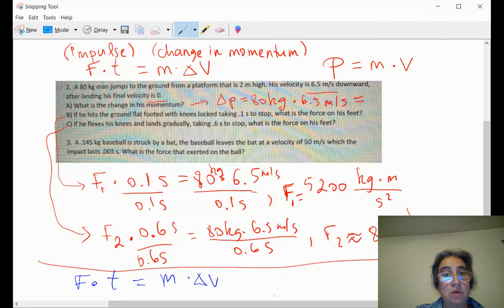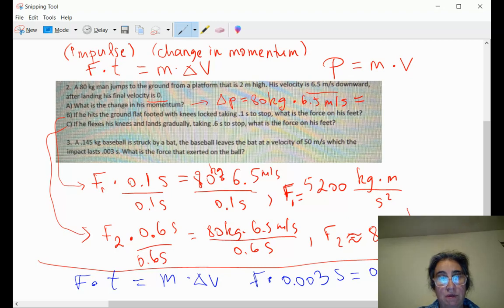velocity. So what that means, the force times 0.003 seconds. The mass is 0.145 kilograms times, again, the difference in velocity. You go from 50 to 0, so it's 50 meter per second. And of course, you apply the same rule. You're going to divide each side by the time. That's seconds.